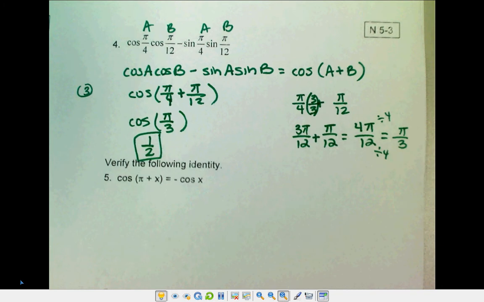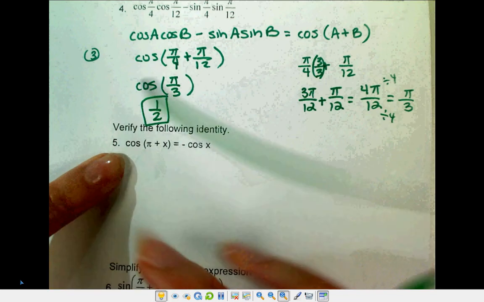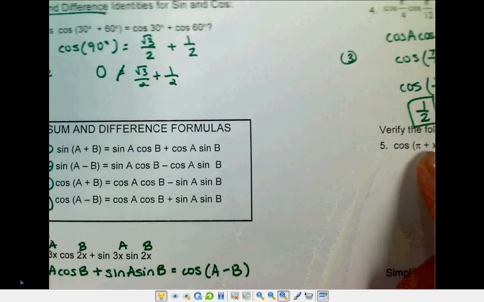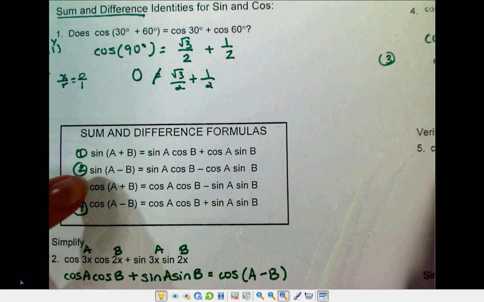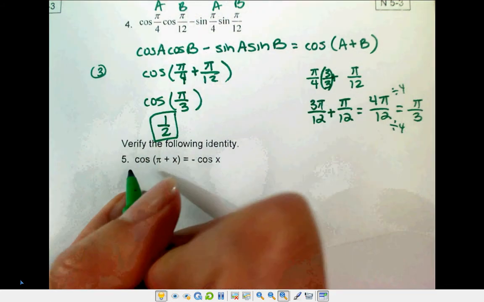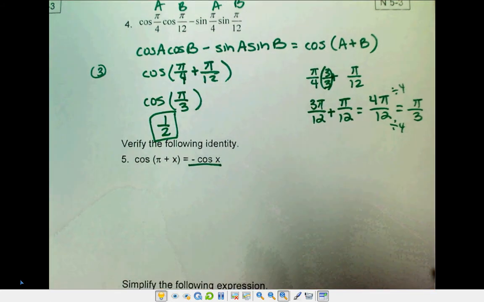Okay. For problem number 5, now we're starting off with the left side of the identity. So we have cosine of pi plus x. We're starting off with one of these right here, and we're going to be expanding it to this. Right now we're verifying, which means we're trying to prove that this is equal to this. So again, this is already my answer. This is what I'm trying to make it equal to.